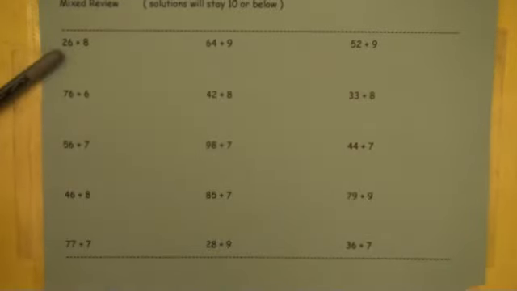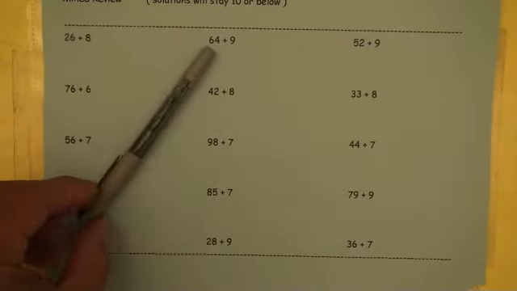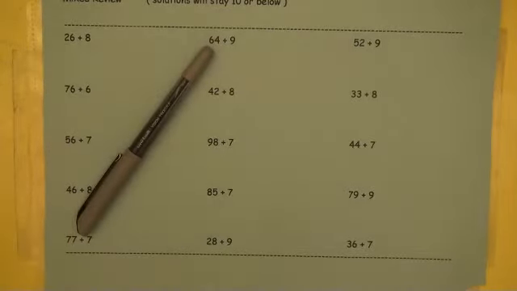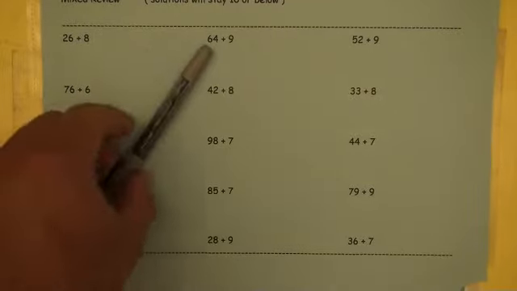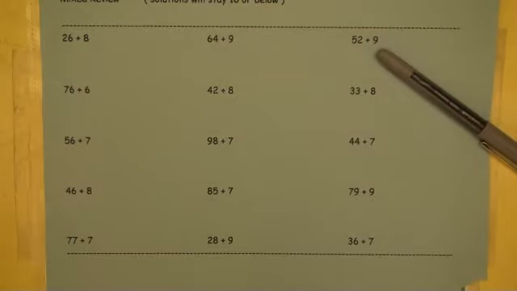Another way to do it is 26 plus 10 minus 2. 8 is plus 10 minus 2. So if you did 36 minus 2, you'd get 34. It's that easy. 64 plus 9, you would do 64 plus 10 minus 1, 73. 52 plus 9, you'll do 52 plus 10 minus 1. Instead of 62, bam, 61.